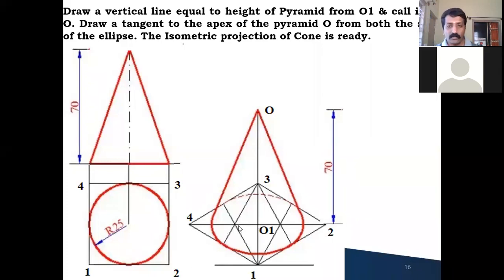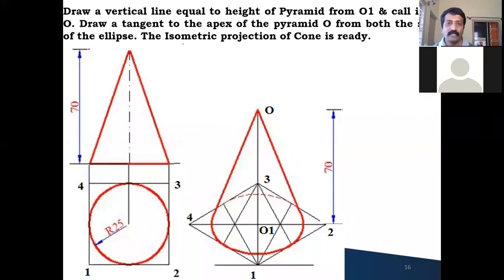This intersection you call the center of your ellipse, and from this center you draw a vertical projector like this. On this vertical projector line you take isometric 70, not the actual 70. You take isometric 70 from this O1 and cut this vertical line. Wherever it cuts, you call that O, the vertex or the apex of your cone.